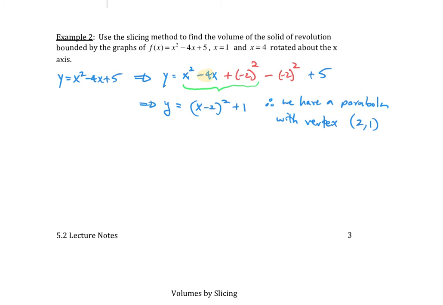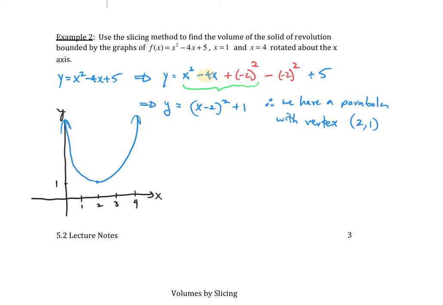So let me sketch a graph over here. Here's a y-axis. Here's an x-axis. Here is 1, 2, 3, 4, and I'm going to label my point here, (2, 1). When I graph this curve, I get a parabola that opens up like this. I don't know the exact shape. I'm just trying to draw a rough sketch to help you get the right idea.